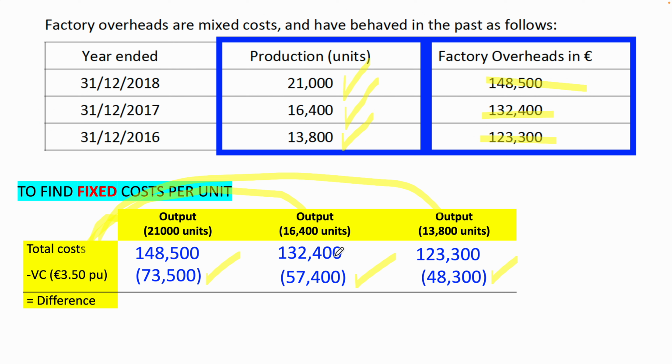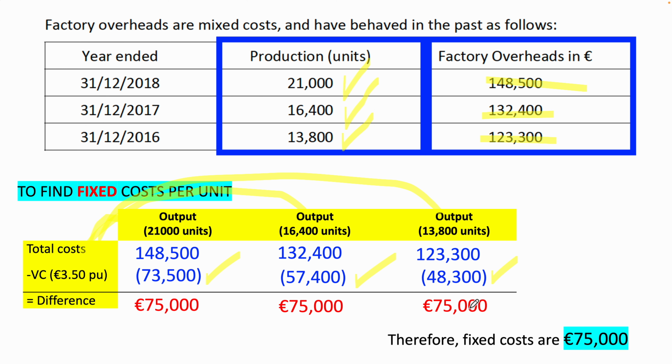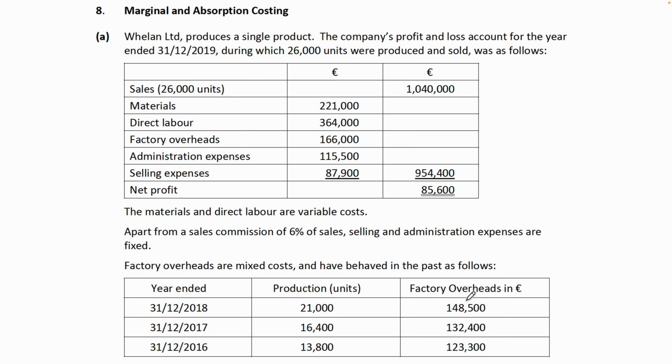When we take all of them away from the total costs, we get that the difference there is €75,000 across the board. So the variable cost per unit is €3.50, the fixed cost is 75,000. So that is using the high-low method. So back to this now that we know those variable and fixed costs.